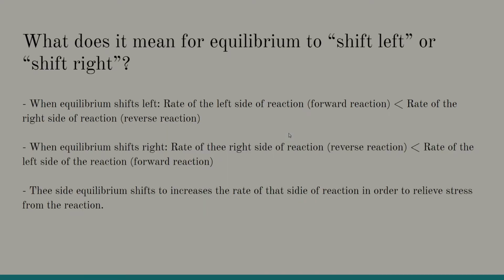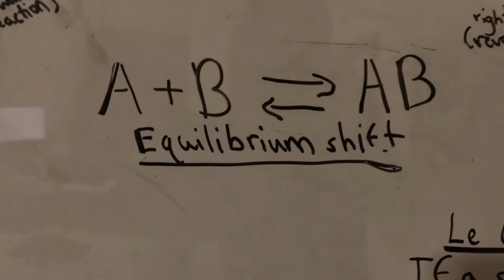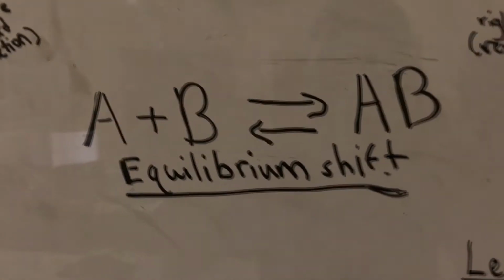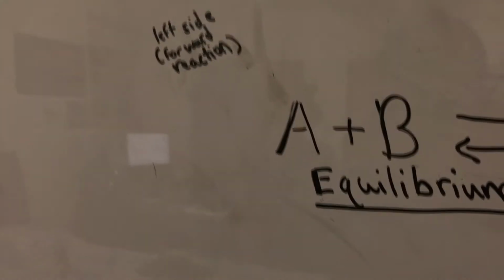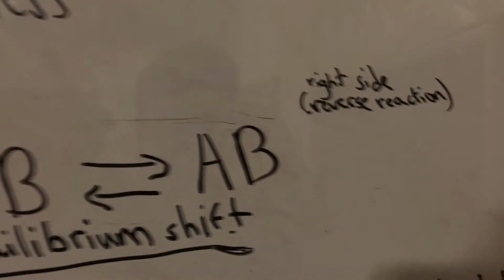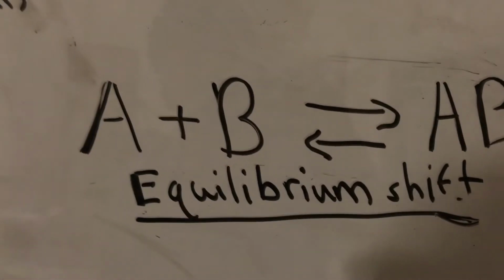But what does it mean for equilibrium to shift left or shift right? For me to explain to you what it means, I made an example reversible reaction on the board here. This reaction is right now at a state of equilibrium, meaning that the rate of the left side of the reaction, which is the forward reaction, is equivalent to the rate of the right side of the reaction, which is the reverse reaction. So let's say I apply stress to this equation.